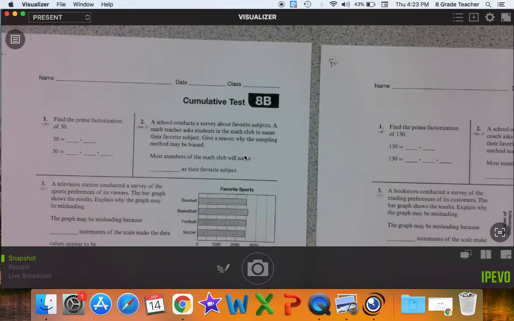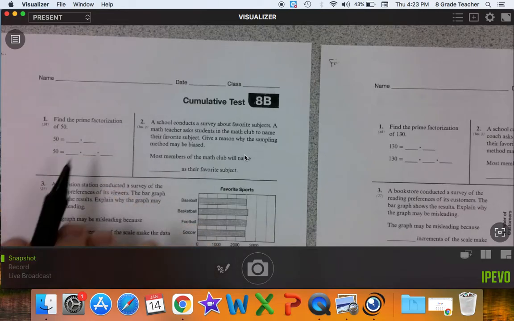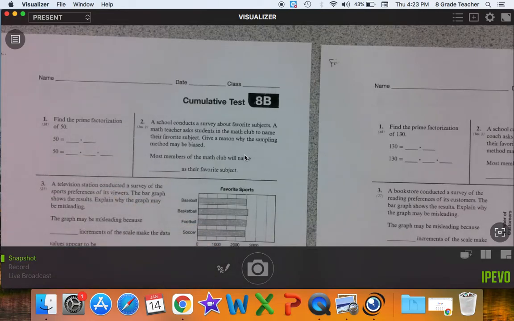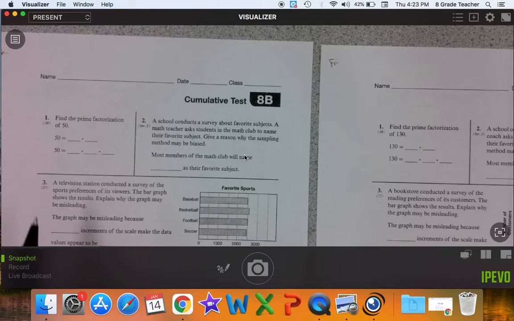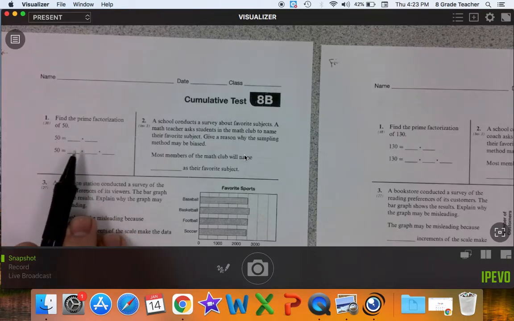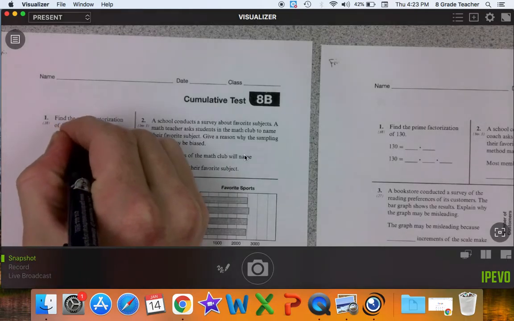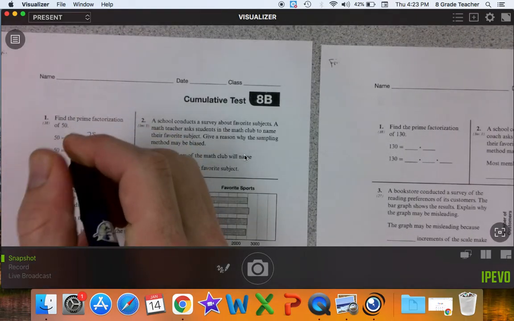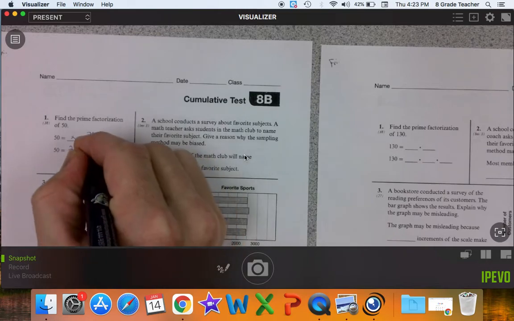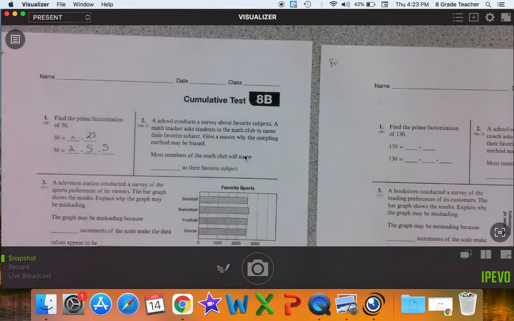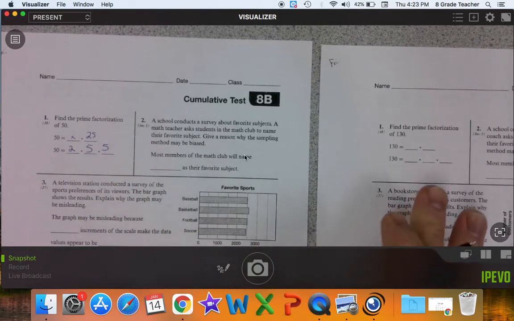Let's get into it. Number one says find the prime factorization of 50. Prime factorization, you're thinking of what is the smallest prime number that I can divide this number by, and then find those factors and break it down as far as I possibly can. So 50 is an even number, and I know that's going to be 2 and 25. 2 is a prime number. 25 can be broken down into 5 and 5. I would use that same strategy right here on number one.